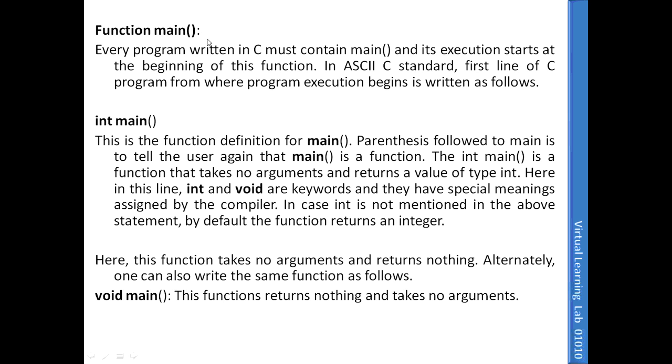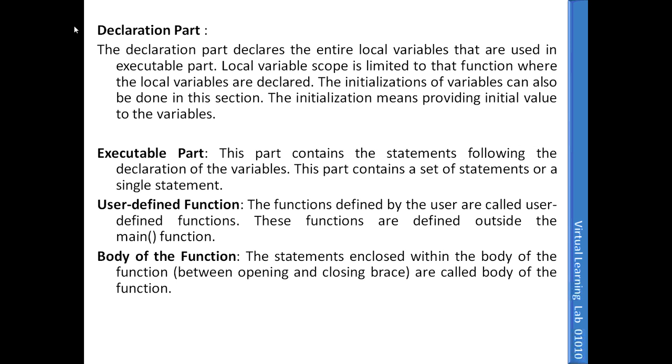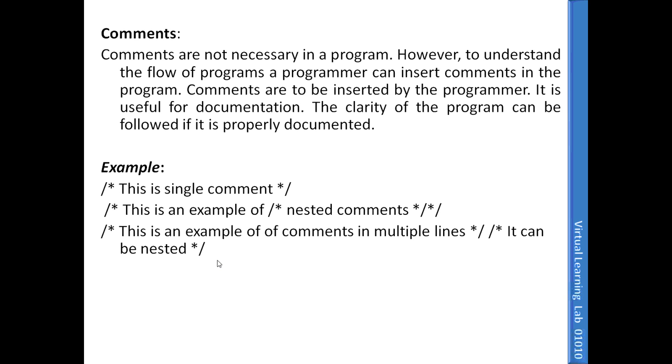Function main: in every C program we must have a main function. Main, in other way you can say, is the starting point of a C language program. After the declaration part we have executable parts, the code which needs to be executed. And you may contain user defined functions other than the main function. Body of function is the area where you define the functionality of a respective function.